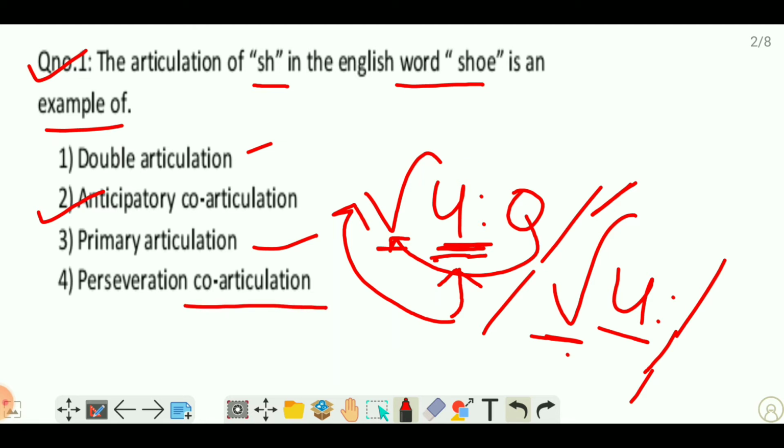Perseverative co-articulation is the opposite of anticipatory co-articulation, where the features of the preceding sound are reflected in the following sound.